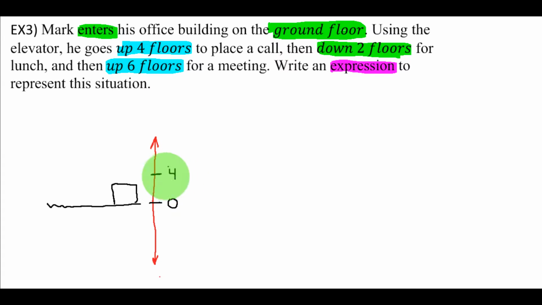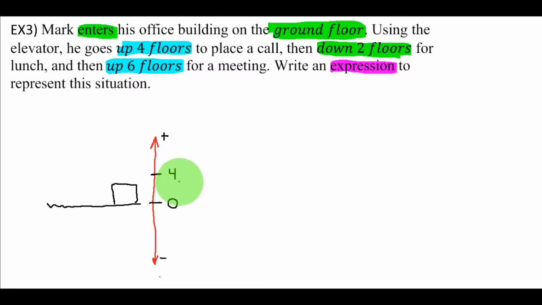But we've got to ask ourselves, is this a positive or a negative number? Well, if we're looking at the number line vertically, anything above 0 will be a positive number. Anything below 0 will be a negative number. So I'm using a positive symbol for positive numbers and a negative sign down below for negative numbers. So he goes up 4 floors. So he's at positive 4.